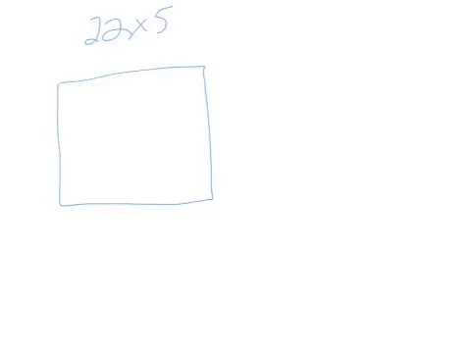Let's try another one. Let's say we have 22 times 5. Now that one might not be too difficult, but you still could break it down to make it easier for yourself. Now, because the 5 is a small number, you don't necessarily have to break it down. So you could still use the array and the distributive property to break down the 22. You just do 20 plus 2 on that side, and then the 5 over here. And 5 times 20 is 100, and 5 times 2 is 10.